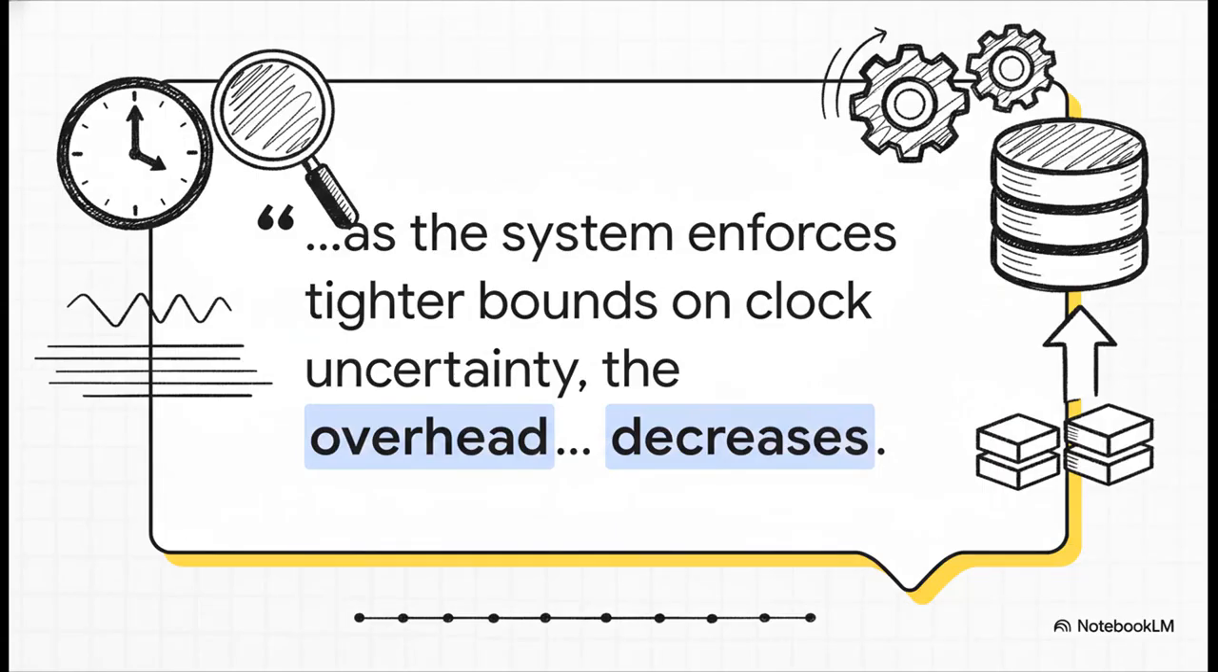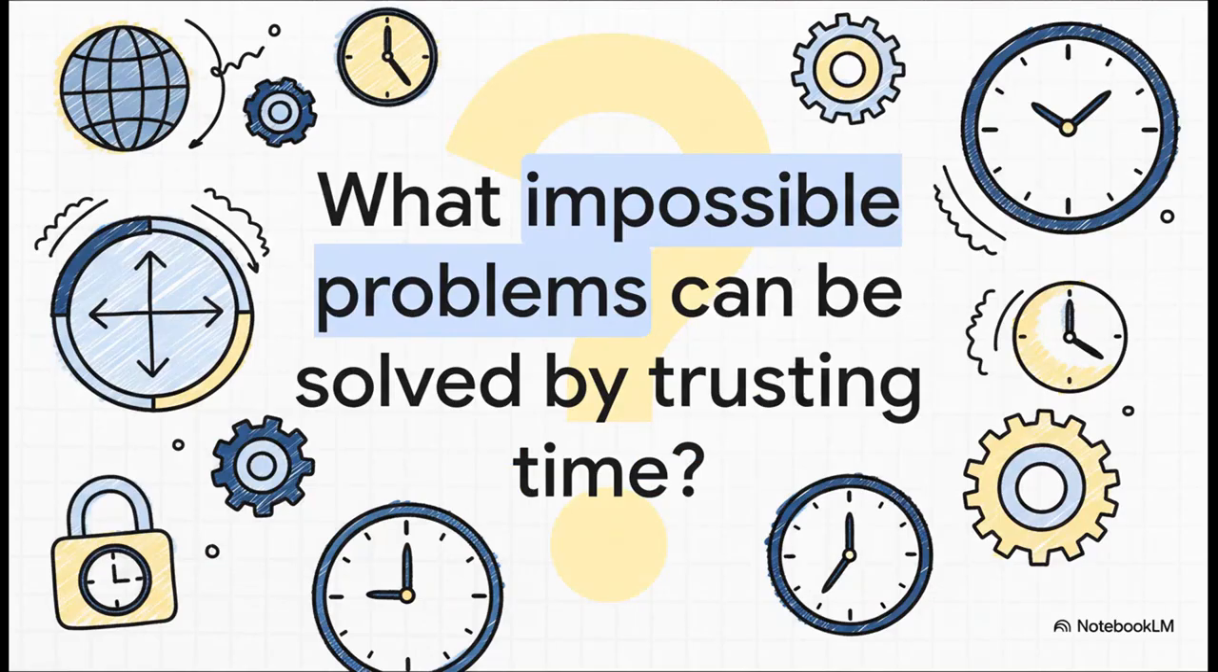And this all comes back to this one beautiful line from the original research paper that just nails it. It says that as the system gets better at measuring time, as that little window of uncertainty gets smaller and smaller, the cost of providing these super strong guarantees goes down. In other words, better clocks literally make a better database. So this leaves us with a really fascinating thought to end on. Spanner used a trustworthy sense of time to solve a global database problem. But what else becomes possible when you can fundamentally trust the order of events across a giant distributed system? What other impossible problems are now on the table, just waiting to be solved?